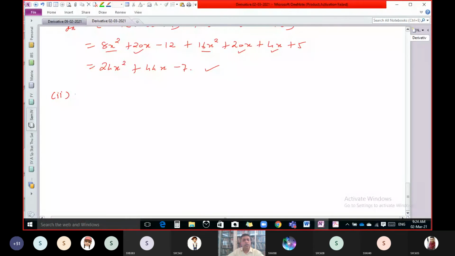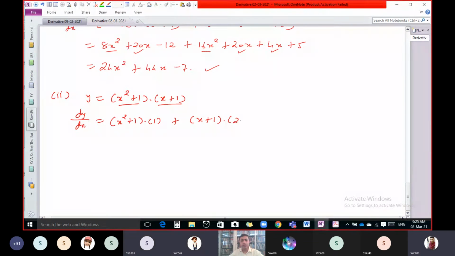Second one, y equal to x square plus 1 and x plus 1. So let us start the u into v method. First bracket as it is. What is the derivative of x plus 1? 1. Perfect. Plus x plus 1 as it is. What is the derivative of x square plus 1? 2x. Correct.